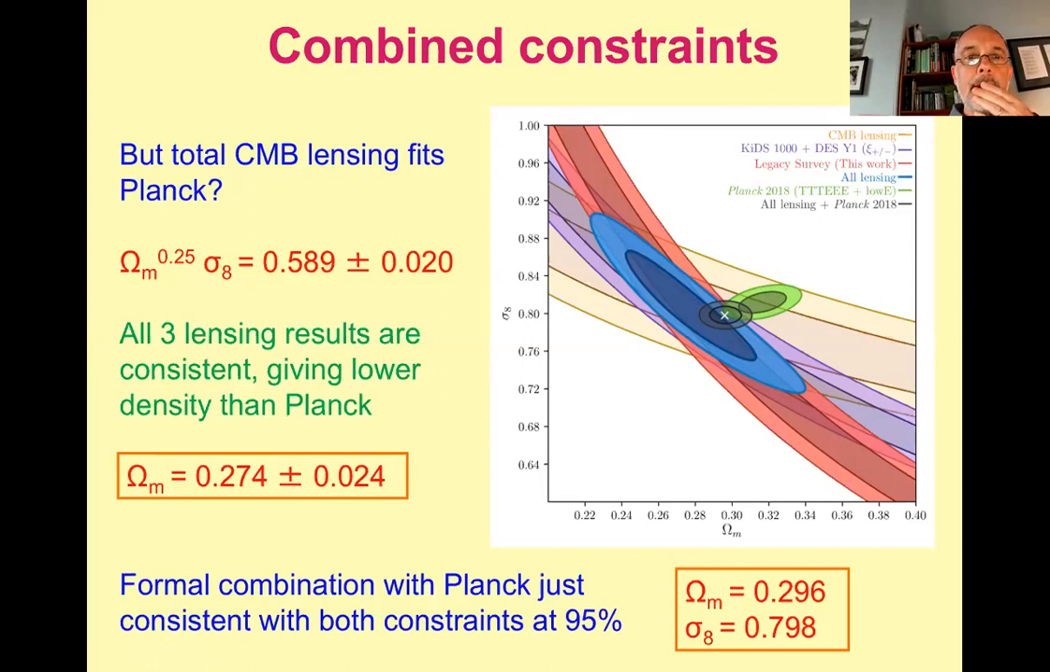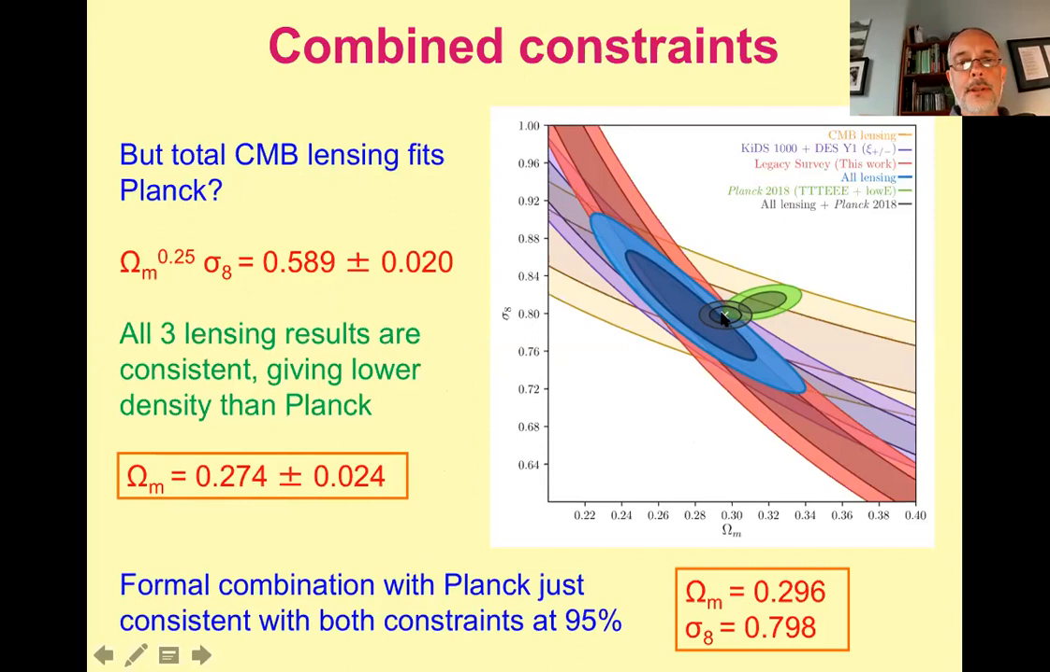And you can see, that's the blue ellipsoid. And basically, in terms of normalization of fluctuations, it's well consistent with Planck, around sigma 8 of about 0.8, but it prefers a lower density. So the fiducial Planck density parameter is 0.315. Putting these lensing results together, and actually this is more or less what you would get even without the galaxy shear, just from total and tomographic CMB lensing, we prefer about 0.27. If you didn't like conflict, you would look for a compromise and you'd put it here, of course.